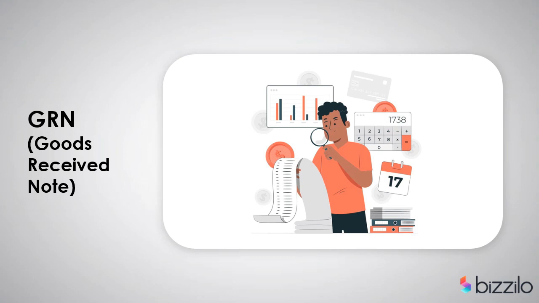All 3 parties verify the delivery details before granting authorization. The Goods Received Note serves as confirmation that the order has been successfully delivered, received, and meets the satisfaction of all involved parties. In Bizzilo, a Goods Received Note (GRN) can be created from various transactions, including purchase orders (POs) generated when goods or services are ordered from a supplier.